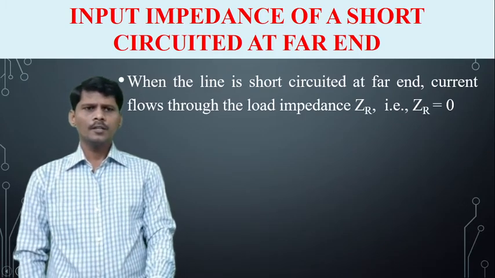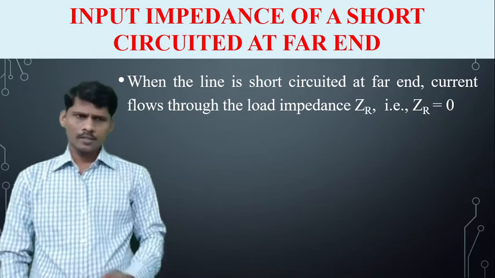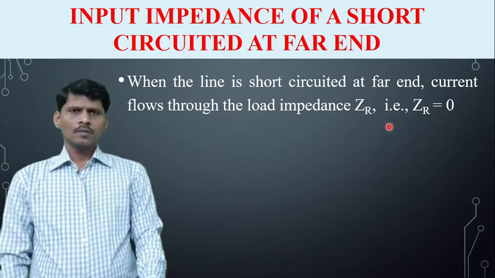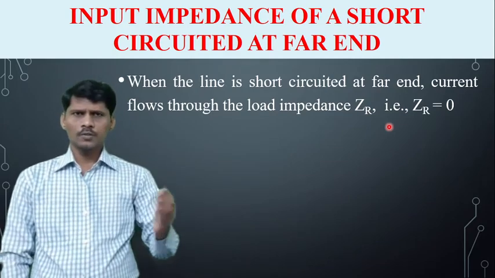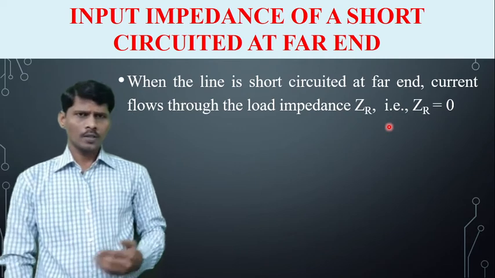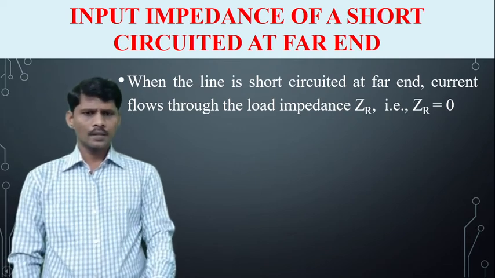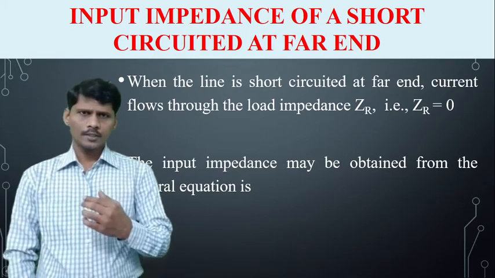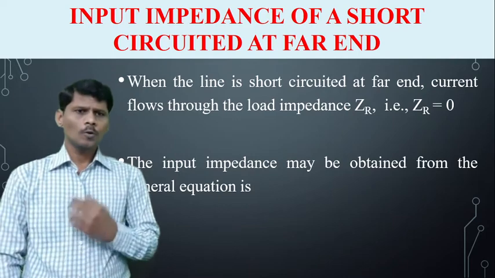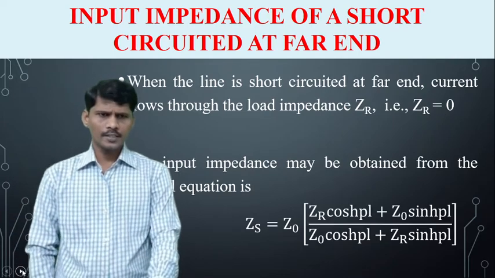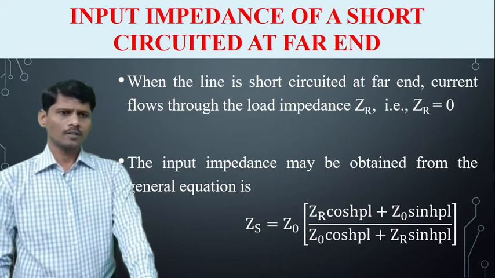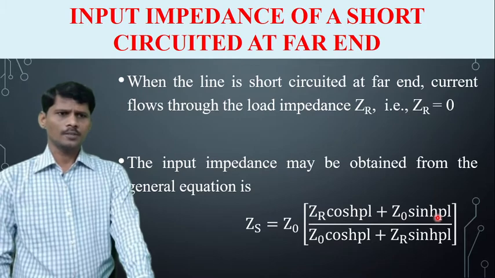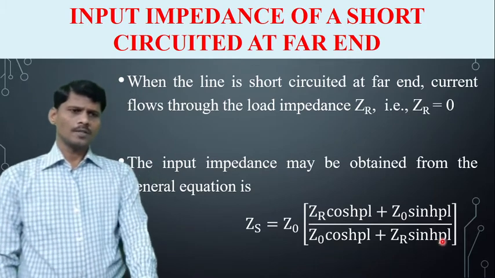So calculate the input impedance of a short circuited transmission line. This is the condition of the short circuited transmission line. The end of the transmission line is short circuited. There is no load impedance. ZL is equal to 0 or ZR is equal to 0. The load impedance is represented as Z suffix R or Z suffix L. So the input impedance Zs is equal to Z0 into (ZR cos hPL plus Z0 sin hPL) by (Z0 cos hPL plus ZR sin hPL).